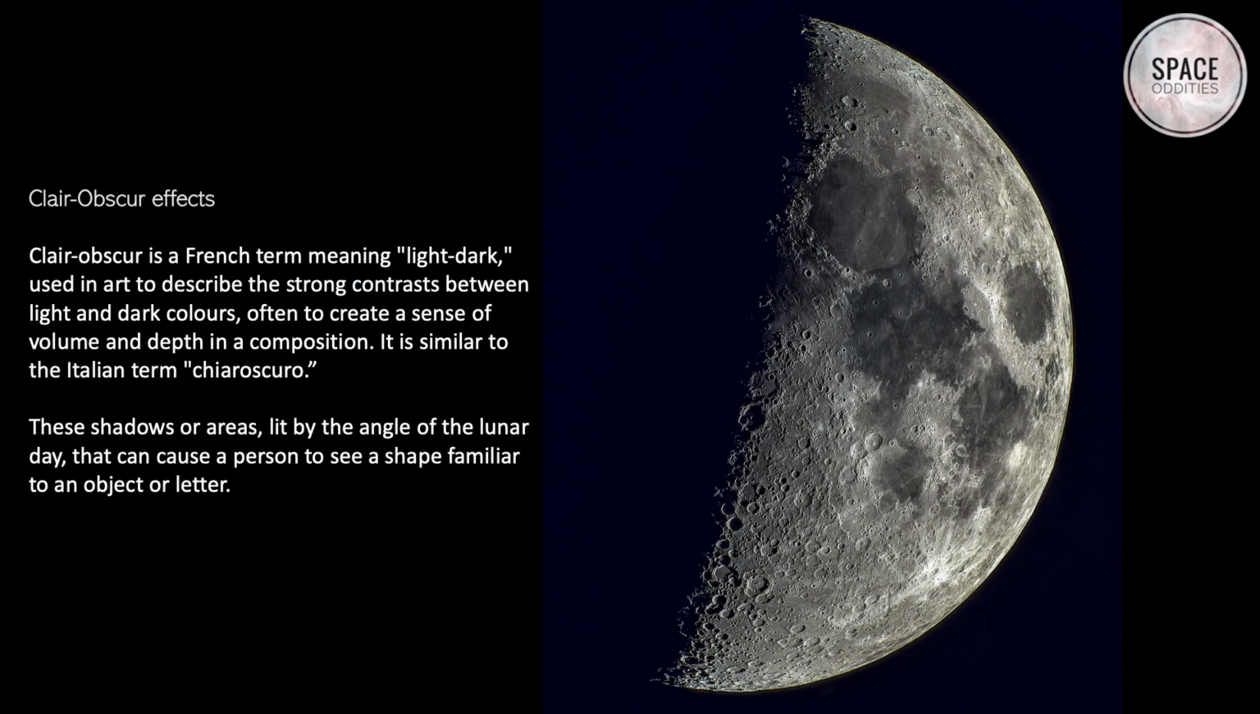Okay, so we do have some interesting features to observe on here, and they're called clair-obscur effects. Now, clair-obscur is a French term meaning light-dark, and it's just describing the difference in contrast. And sometimes when you look at the phases of the moon, depending on the angle of the sun shining onto the surface at these various points around the surface, you will get some shapes forming.